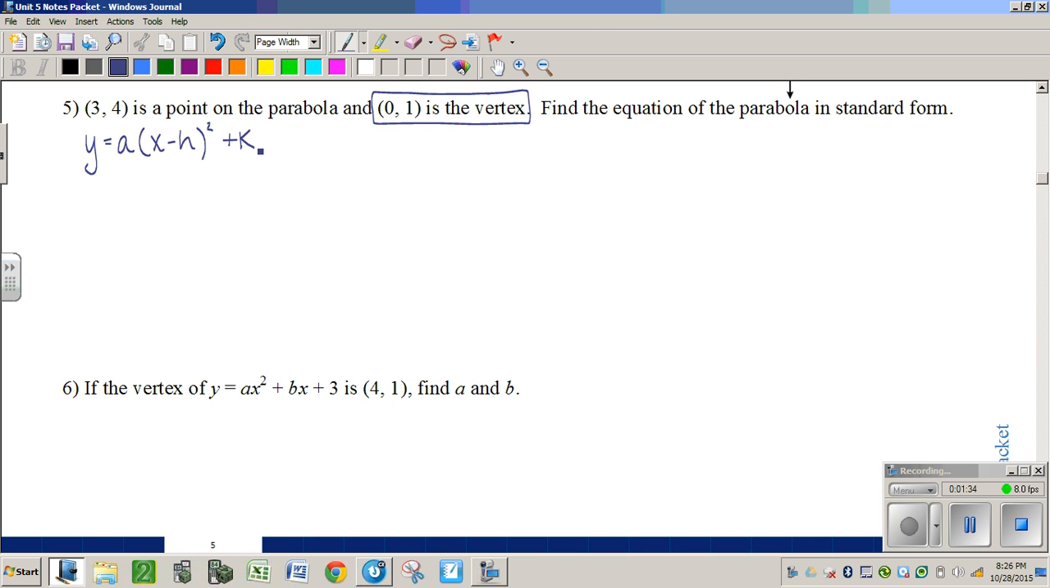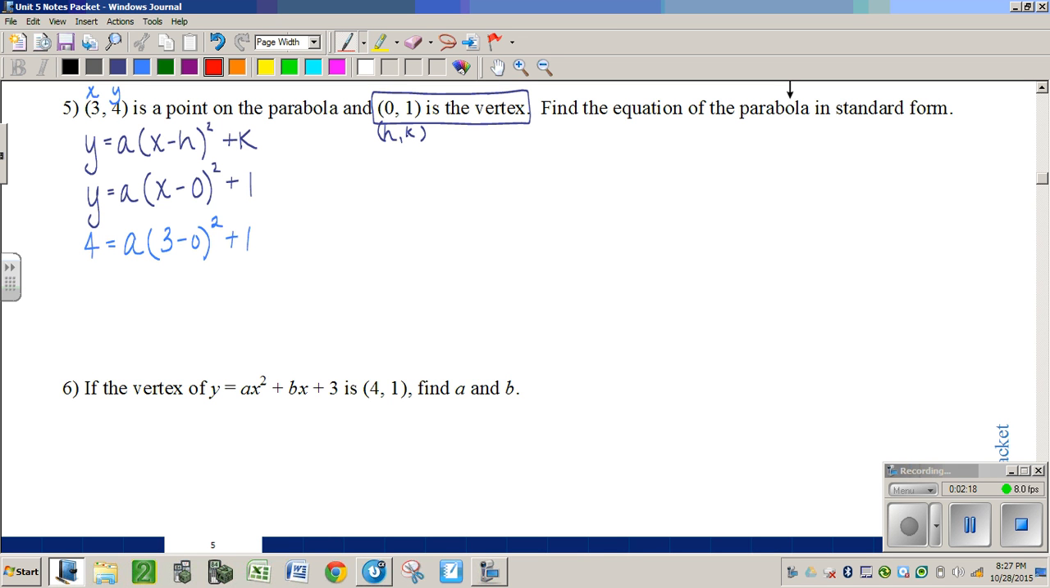So there's my vertex form, and now I'm going to substitute in for my h and my k. So we have y equals a times (x minus 0) squared plus 1, because remember, this goes h, k for your vertex. Now, if you'll notice, I have an x and a y that I can substitute in. That's coming from the point (3, 4) that I'm going to use. So we can say 4 equals a times (3 minus 0) squared plus 1.